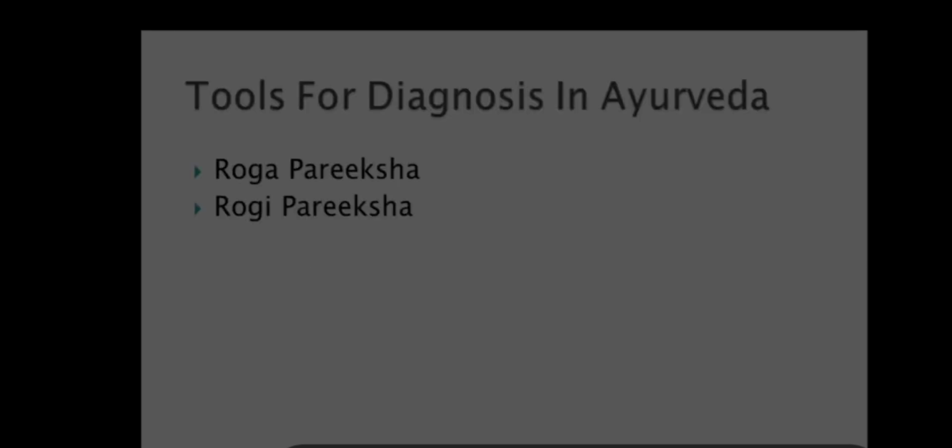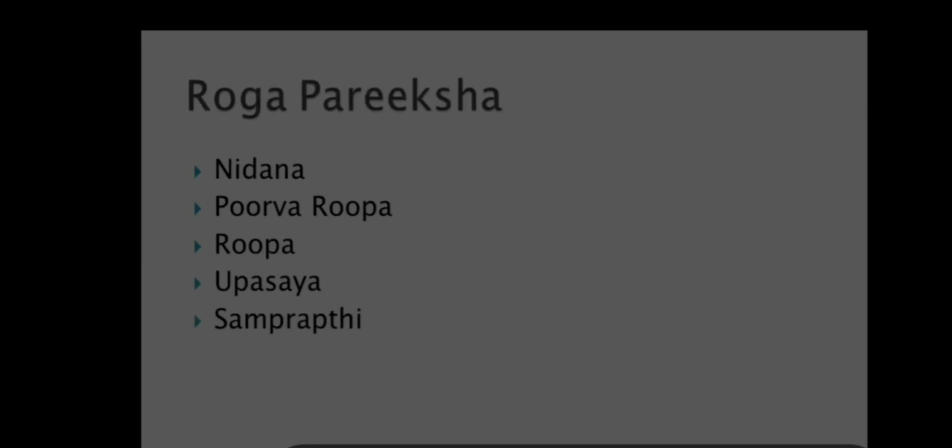Because, if we explain simply, see, I will be coming to the next slide for that. When we look into Ayurveda, the main tools for diagnosis are Roga Pareeksha and Rogi Pareeksha. Everybody knows that. What is the tool for examination in Ayurveda? Nothing else, simply Roga Pareeksha and Rogi Pareeksha. And what about Roga Pareeksha? Roga Pareeksha is of five types: Nidana, Purvaroopa, Roopa, Upashaya, and Samprapti. That we know, and this is nothing but the scheme of history taking.